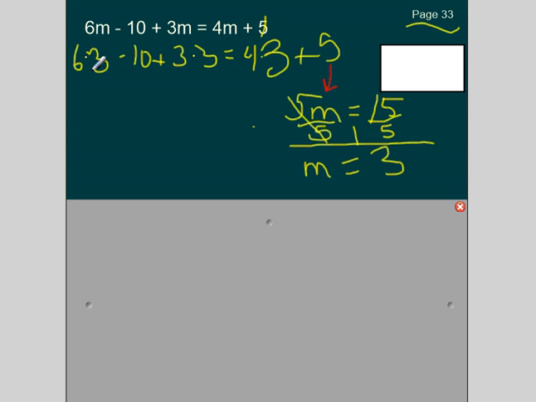And then if I go to simplify this, 6 times 3 is 18. 18 minus 10 is 8, plus 3 times 3, which is 9. So 8 plus 9, that should be 17 on the left-hand side. Then I have my equal sign, and I say, okay, 4 times 3 is what? Well, that's 12, plus 5 is 17. And you can see that you end up with something that makes sense. 17 equals 17.